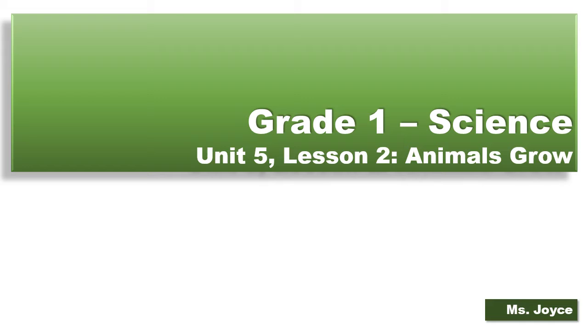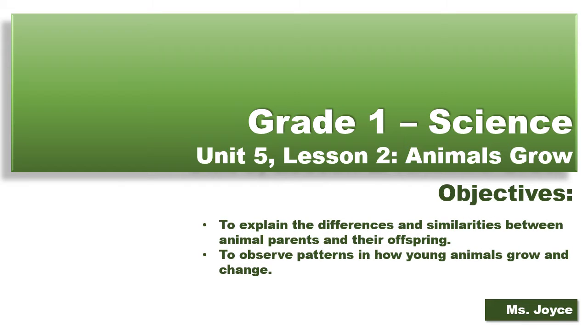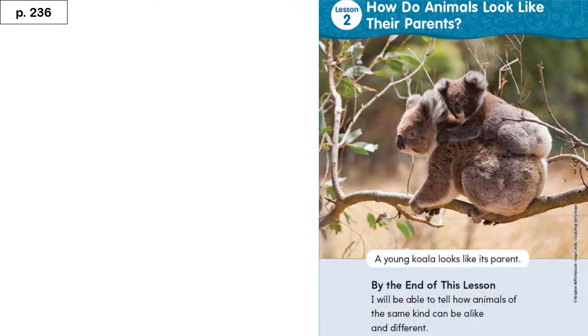Today's topic is from lesson 2 of unit 5, Animals Grow. Our objectives are to explain the differences and similarities between animal parents and their offspring, and to observe patterns in how young animals grow and change. Open your book to page 236.